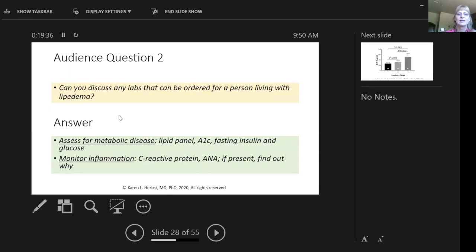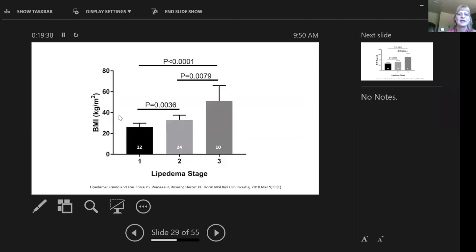And the reason I'm focusing on metabolic disease is that we know that as women progress from one stage to another, if they do progress, or if they happen to be in a more advanced stage, then their body mass index is higher. They have more fat on their body and a greater risk for metabolic disease.